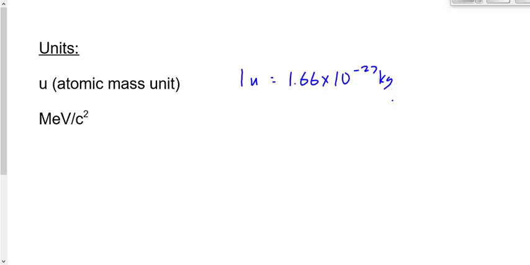You'd easily say one atomic mass unit is 1.66 times 10 to the minus 27 kilograms, so 3.7 atomic mass units equals x kilograms. And you need to solve for x.